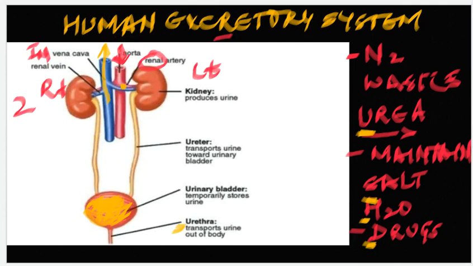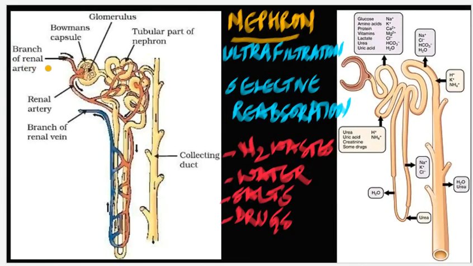divides into two, called the renal artery. Now the renal artery enters each kidney. When it enters the kidney, it divides into many smaller arteries, and those arteries divide into even smaller arteries, and eventually we get the branch of the renal artery. So the branch of renal artery, this is a nephron.